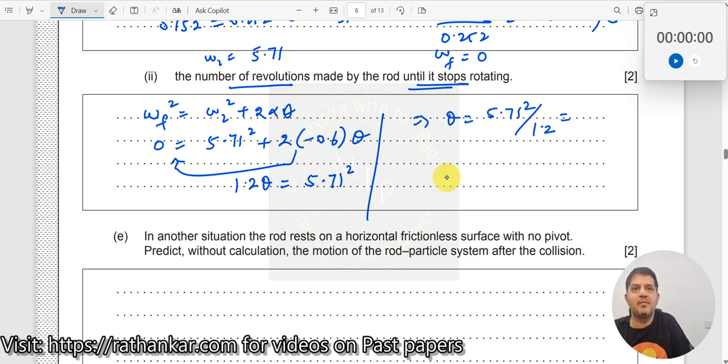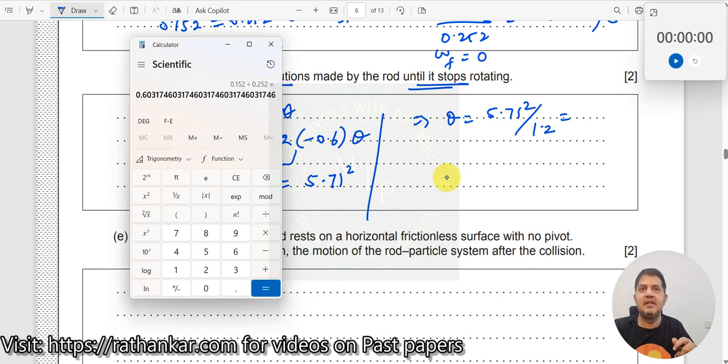by 1.2. How much will this be? Let us calculate that, which should be 5.71 star 5.71 divided by 1.2. How much is it? 27.17.